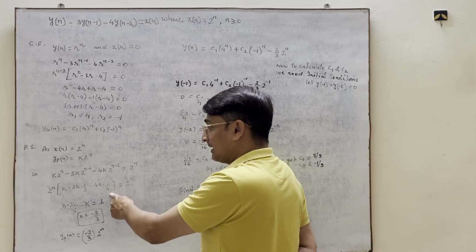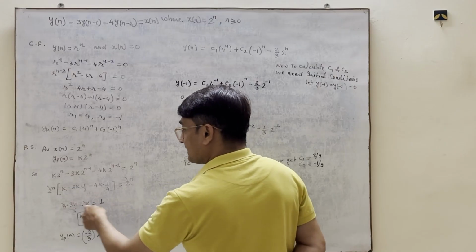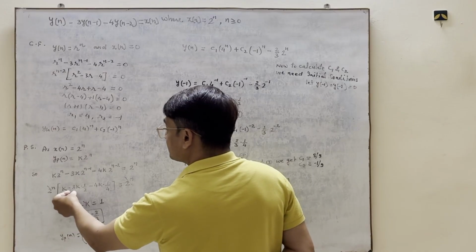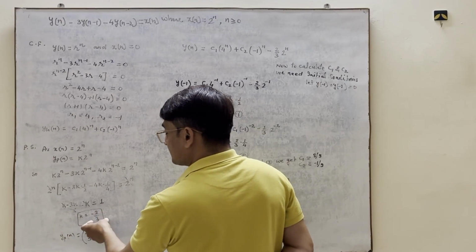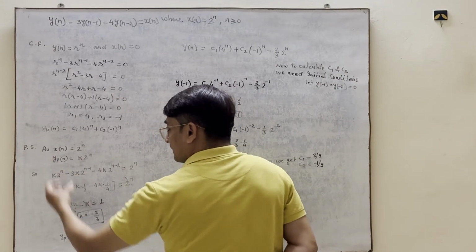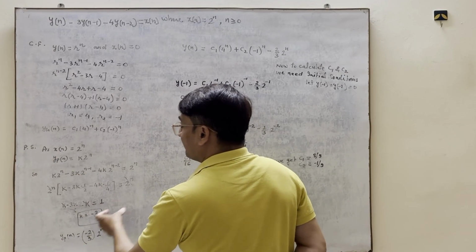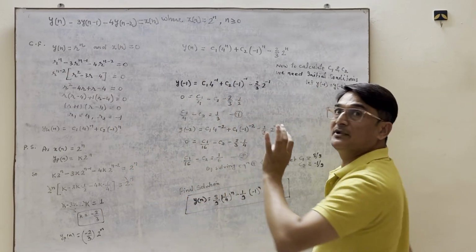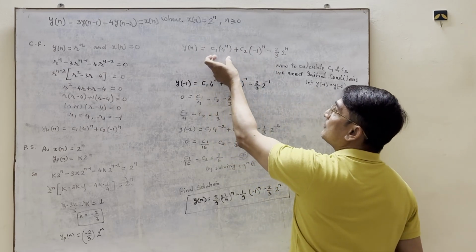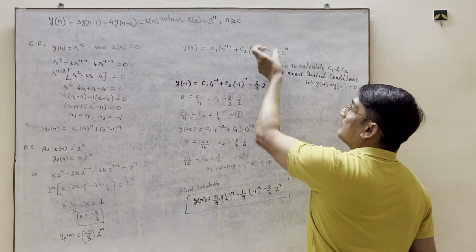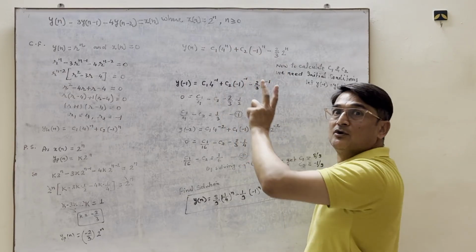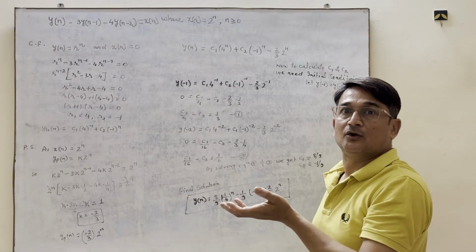This 4 and 4 will get cancelled, k and k will get cancelled, this 2^n will get cancelled. So the remaining thing is minus 3k by 2 is equal to 1, which gives k = -2/3. So our yp[n], that is the particular solution, is -2/3 2^n. So our complete solution is complementary function plus the particular solution, which is y[n] = c1 4^n + c2 (-1)^n - 2/3 2^n.